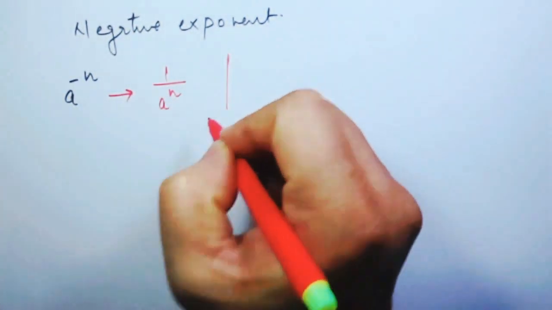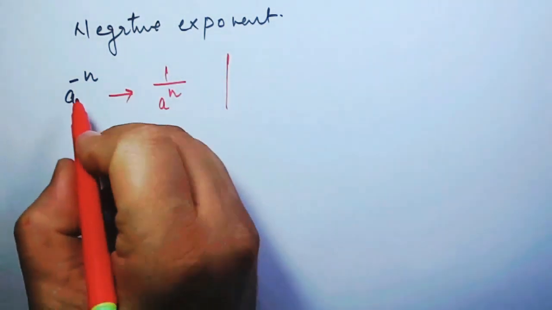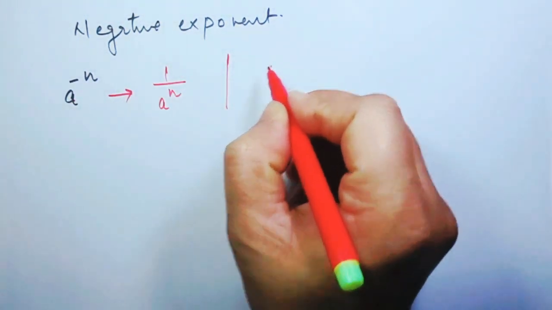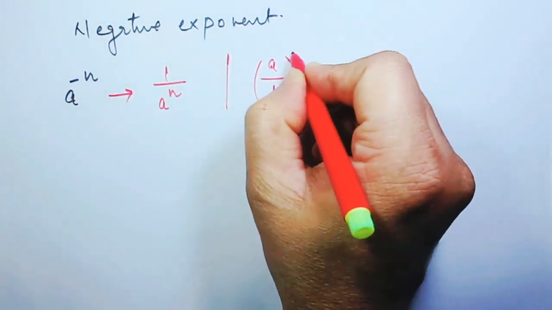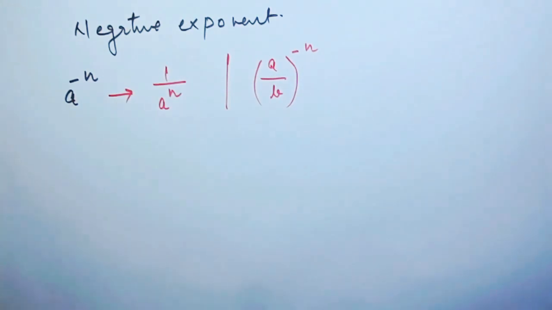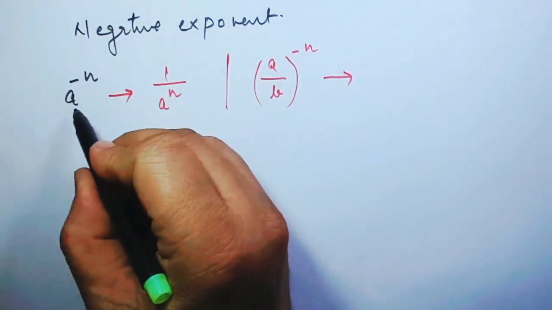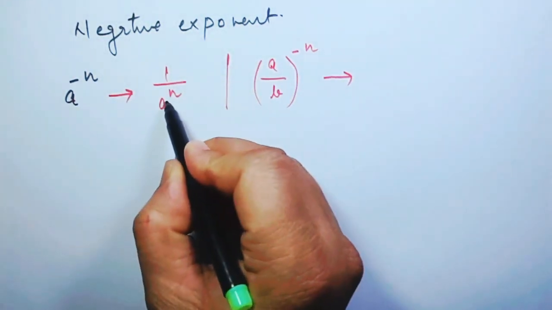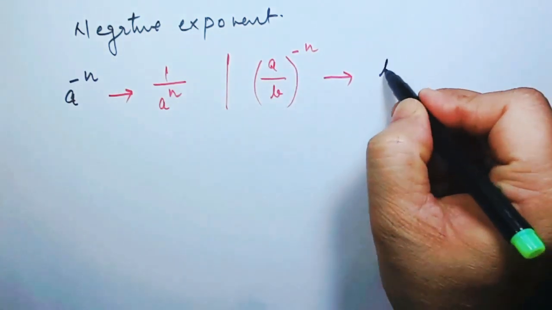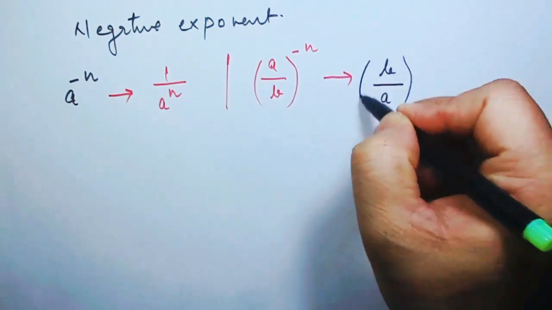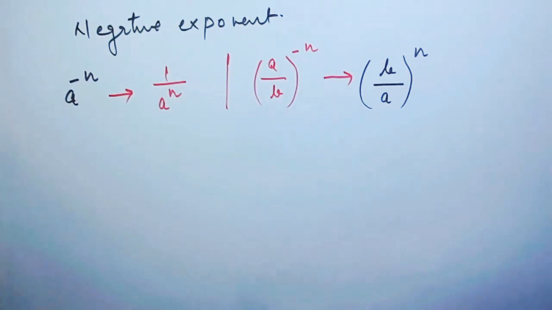Now, the problem arises when you have not only a, but you have a by b. For example, let me take a by b to the power minus n. In order to convert this into positive, since you converted a into its reciprocal, here also you will convert a by b into its reciprocal and it will become b by a to the power n. This negative sign will vanish. I hope this was also loud and clear.